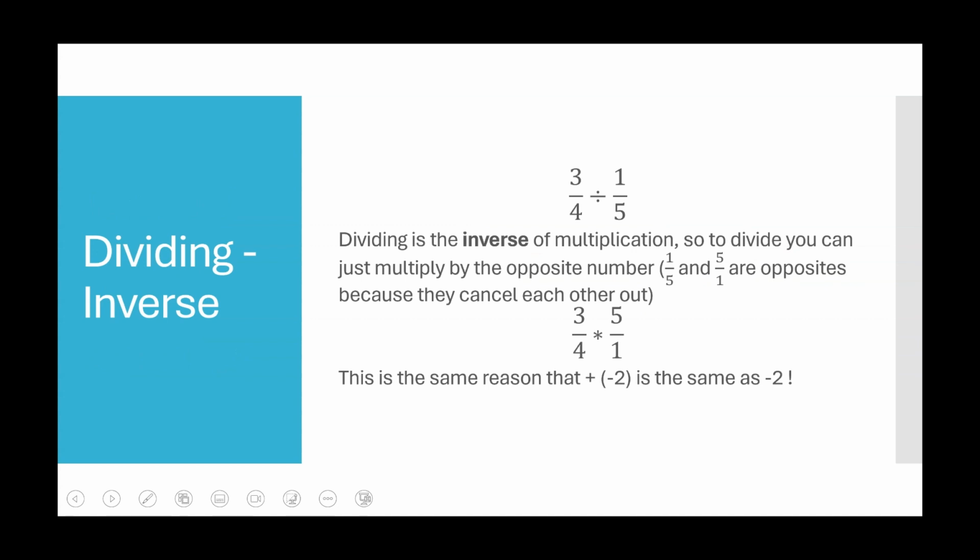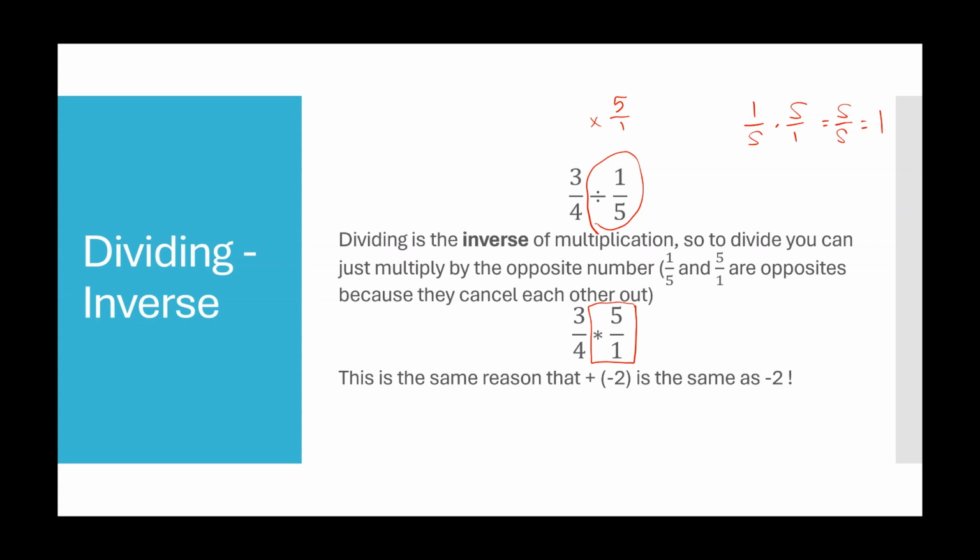The other thing you can do is, because dividing is the inverse of multiplication, it undoes multiplication, you can always take this and change it to the inverse operation times the inverse number. So 1/5, the multiplicative inverse of that is 5/1. And the reason for that is 1/5 times 5/1 cancels to 5/5, which is just 1, right? So multiplicative inverses always multiply to 1, because remember, 1 is the nothing of multiplying. So 3/4 divided by 1/5 just turns into 3/4 times 5/1.